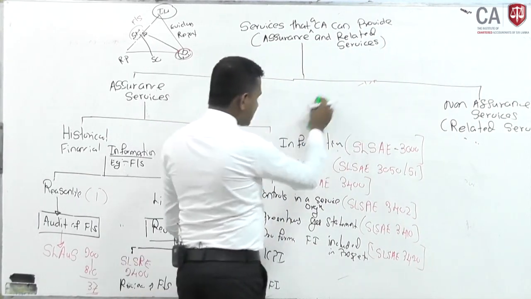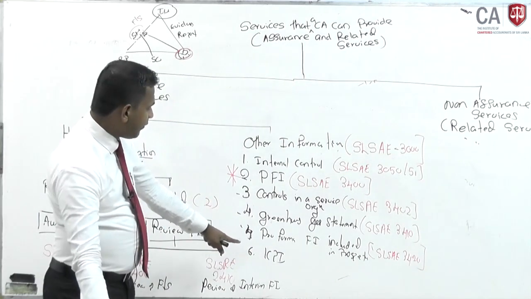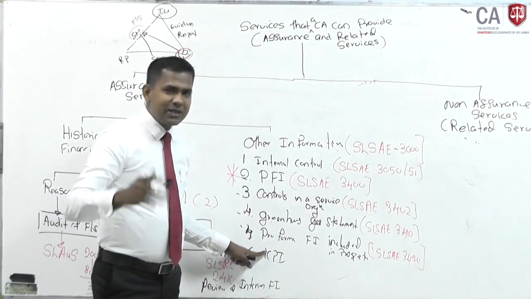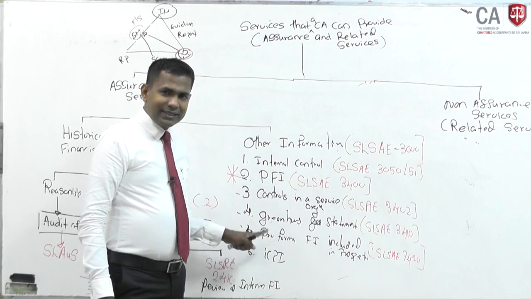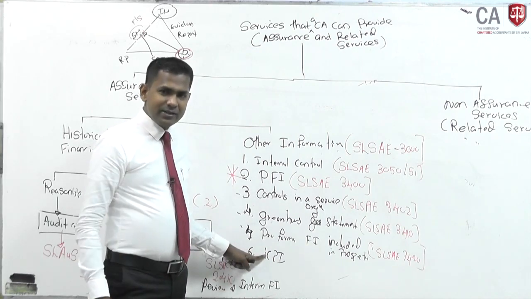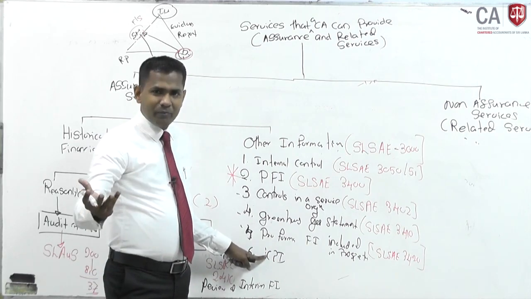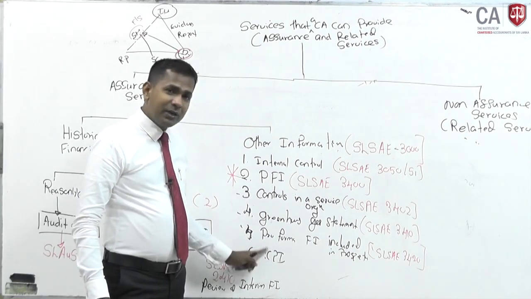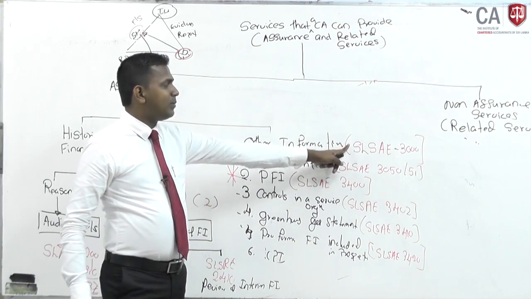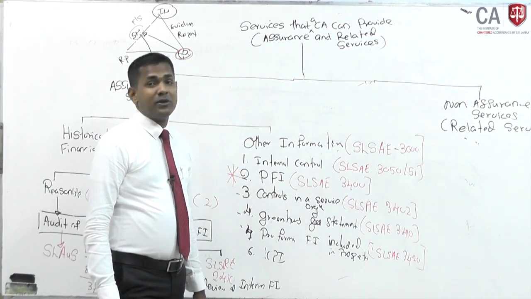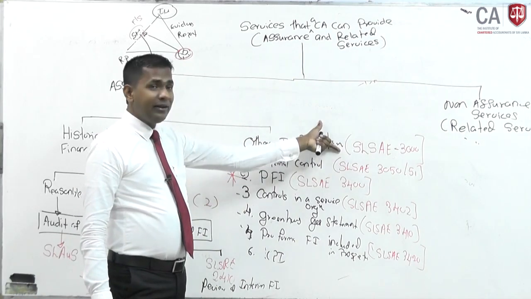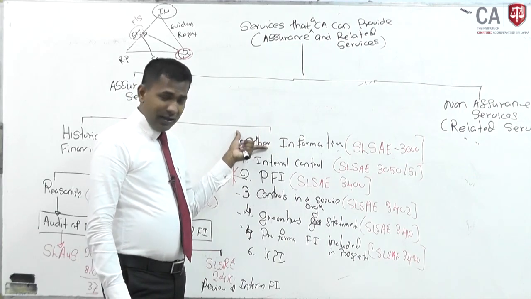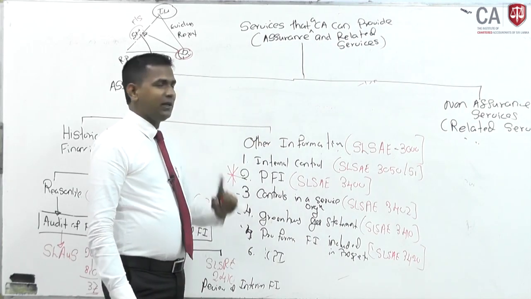if there is no specific standard given here, for example for a KPI, there is no specific standard given. In such circumstances, say corporate governance, or anything else where the chartered accountant can certify, what is the applicable standard? The mother standard is applicable. That is Sri Lanka Standard on Assurance Engagement 3000. That is the mother standard for all other information. If there are no specific guidelines, this is applicable.